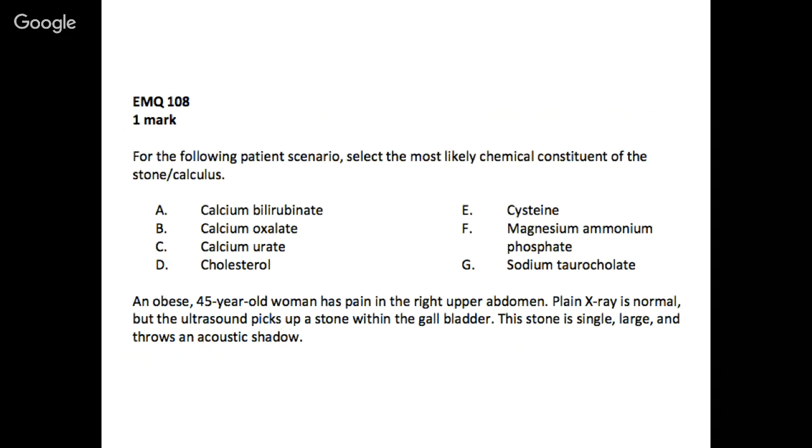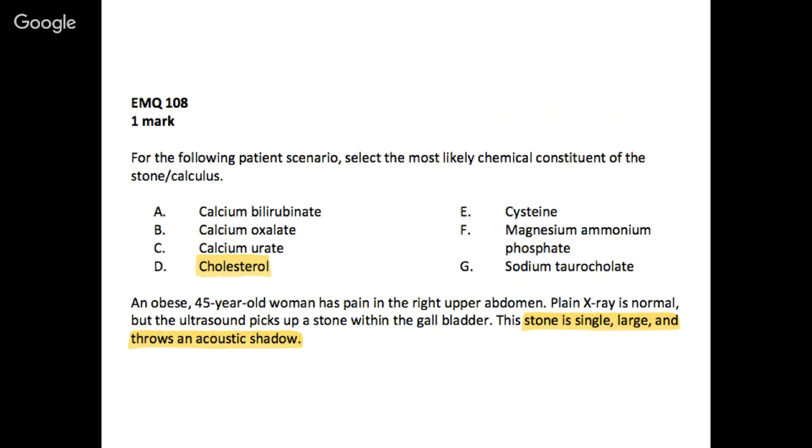And this one I'll just tell you because of time. So this is a cholesterol stone. So with biliary stones, you can have cholesterol stones, and you can also have pigment stones. So the main one, yeah, you can have cholesterol, which is often a single stone, and it's often large, and it's often waxy, and it can have an acoustic shadow as well.